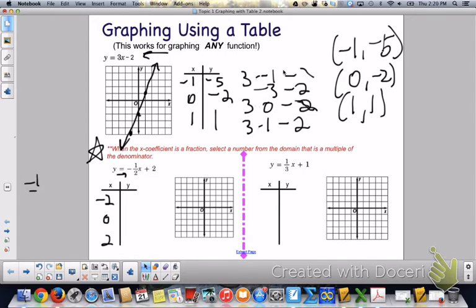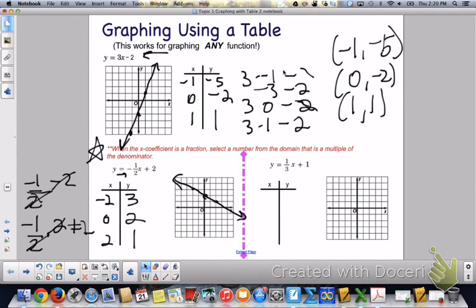Now when we do -1/2 times -2, those two cancel. -1 times -1 is 1, plus 2 gives us 3. If I plug in 0, the first term is just 0, plus 2 is 2. And then when I plug in 2, -1/2 times 2, the 2's cancel, you just get -1 plus 2 is +1. So I have -2, 3, 0, 2, and 2, 1. And there's your line. Okay.